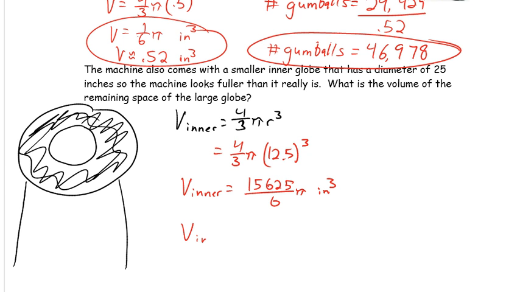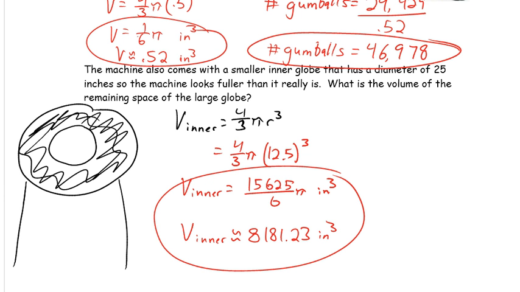So the approximate volume of our inner, let's just go with approximate. That's what I'm choosing to do here. So that times pi, oops, made a mistake on my calculator. So 15,625 divided by 6 times pi. So we're going to get about 8123, we'll call it, inches cubed. So there's our volume of our inner.